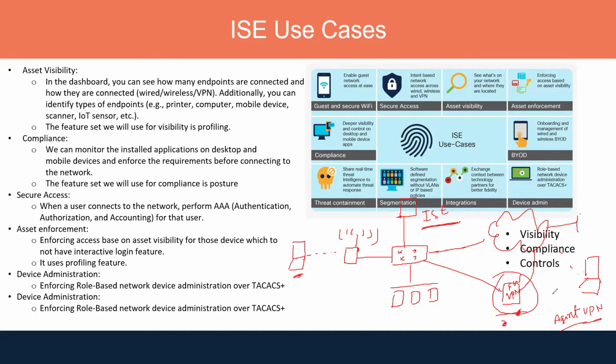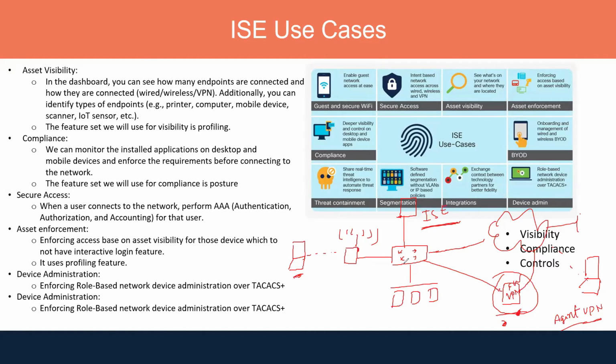So there are different things. You can do segmentation as well. If the user doesn't meet the compliance, you can put the user in a different VLAN where he would have limited access, not full access. And if the user meets the compliance, you can put the user dynamically into one of the security groups or one of the VLANs where he would have the required access.